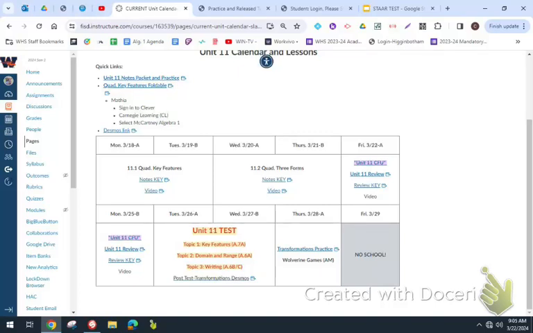Today's plan, we're going to take a CFU. It is linked right here. We're in purple where it says Unit 11 CFU. We're going to go there in just a minute. Before we do that, let's just kind of recap everything.